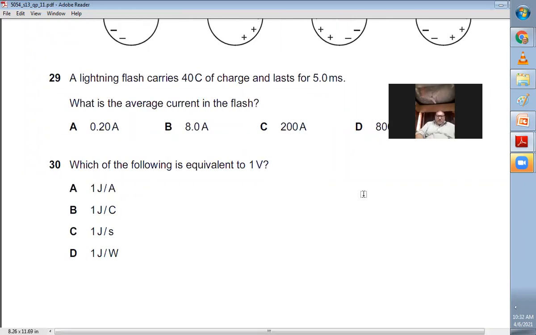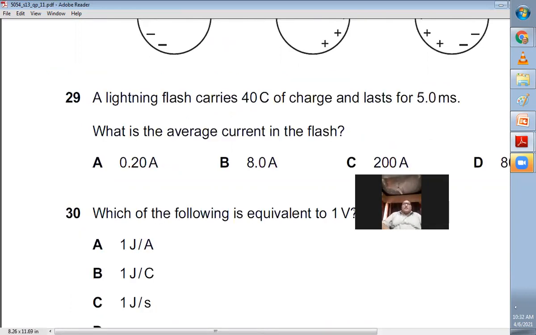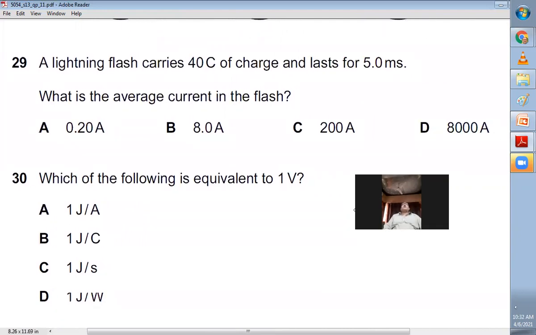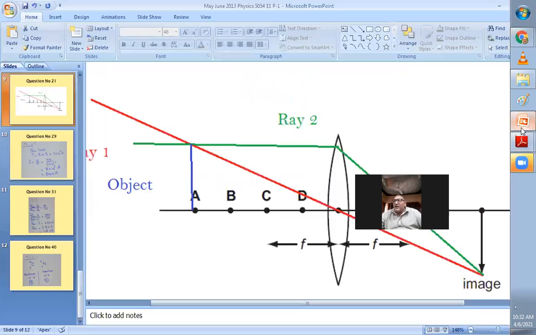The next question on your screen is question number 29. A lightning flash carries 40 coulomb of charge and lasts for 5 milliseconds. What is the average current in the flash? The charge is given, the time is given, and they want you to find the current. So I equals Q divided by T. Simply put in that formula and you will get the answer.